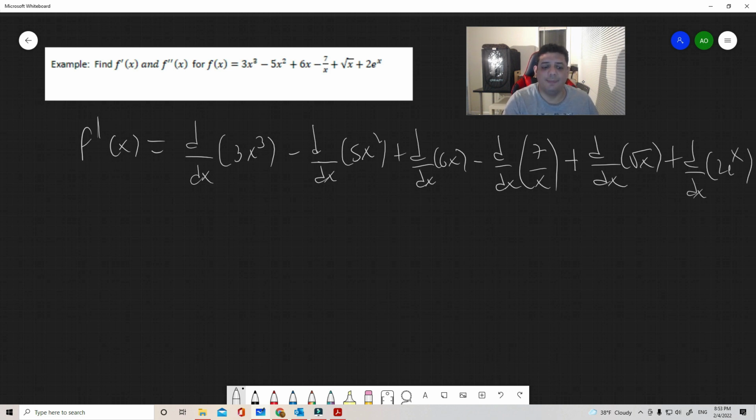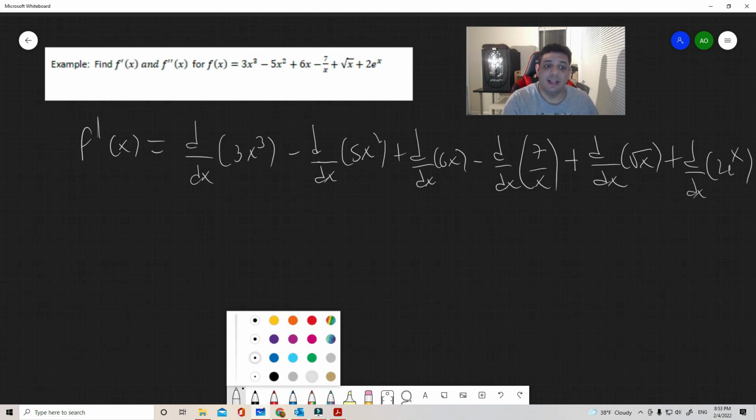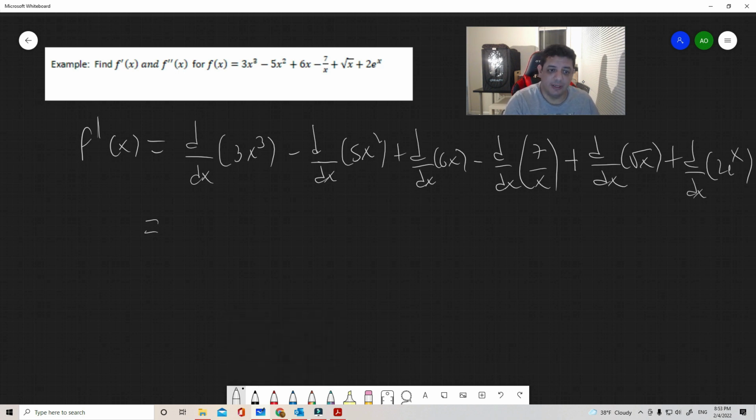Okay, so we're going to apply the constant rule directly now, and we're going to apply the power rule directly now. So if we're doing this power, we're going to put down the 3 and we're going to subtract 1. So now this is just going to be 9x squared. Directly. Same here. This is 5x squared, so it's going to become 10x. This is 6x, so it's going to become a 6. This is 7 over x, so this is just going to become 7, and this is x to the minus 1, right? So it's going to become x to the minus 2, and with a minus in front, plus, so 7 over x squared.